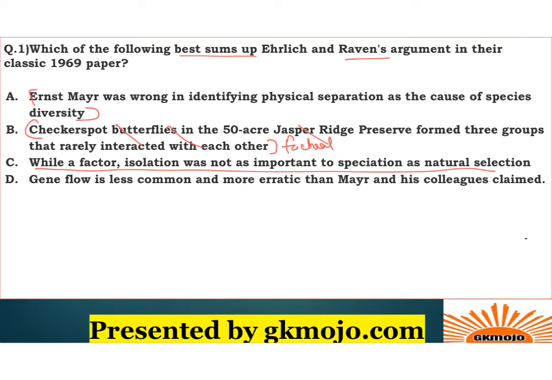We'll keep this aside because this is precisely what the two scientists discussed in their paper. Option number D, gene flow is less common and more erratic than Mayer and his colleagues had claimed. This is a very close option with C, but now if you see the last paragraph, Ehrlich and Raven, alright, asserted that isolation and gene flow were less important to evolutionary divergence than natural selection.